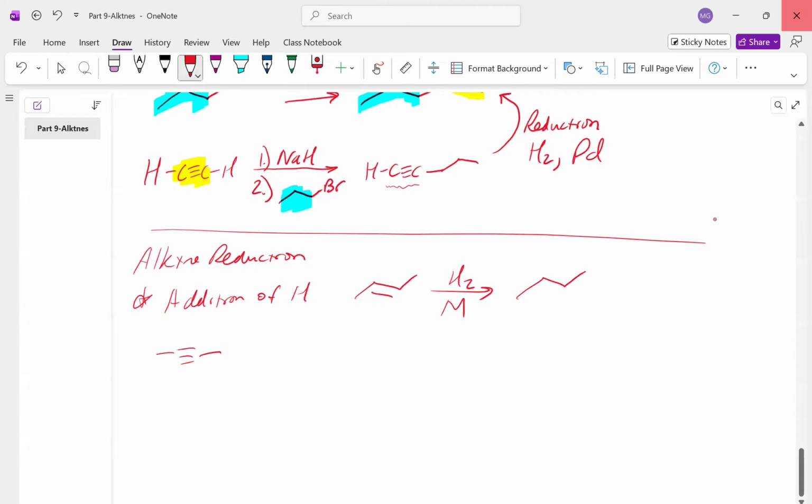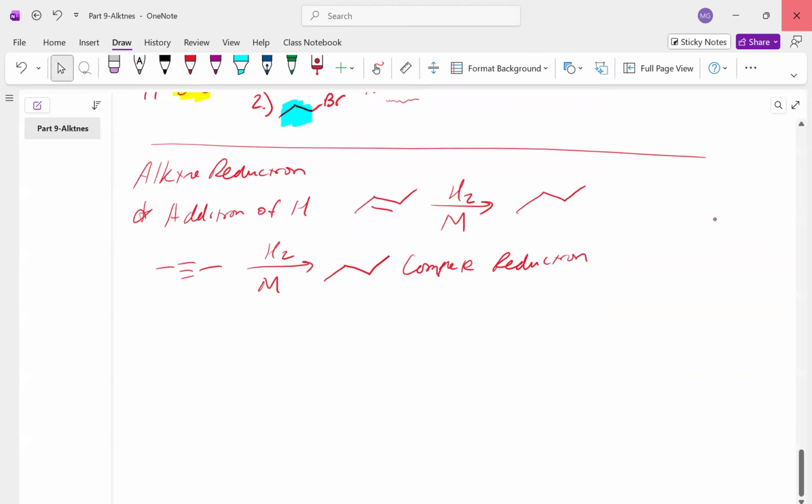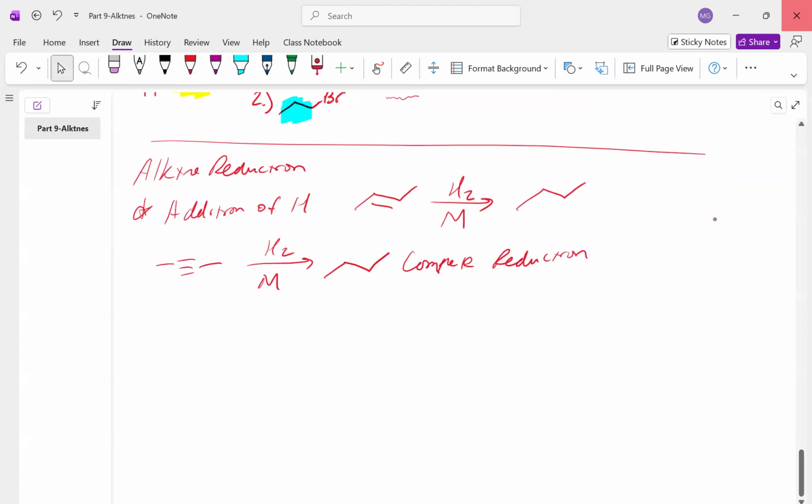So if we take a triple bond and hydrogen and a metal, it will do a complete reduction of all of the pi bonds. Now, synthetically, it would be nice if we could stop at the alkene, because what happens even if we try to carefully monitor the stoichiometry? What if we only had 1 mole of hydrogen? There's no way that we can control the reduction stopping at an alkene by just using hydrogen and metal.